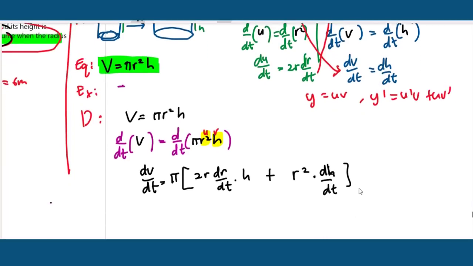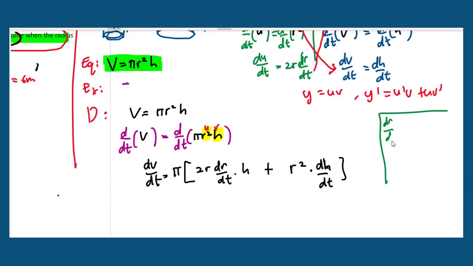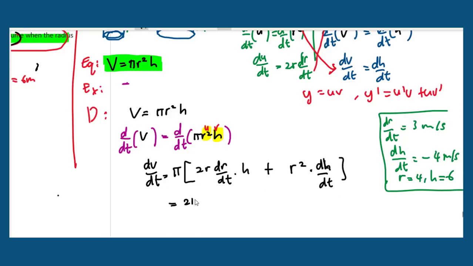Now substitute the values given: dr/dt is equal to 3 meters per second, dh/dt is equal to negative 4 meters per second, r is equal to 4, h is equal to 6. Then find dV/dt. Simplify 2 pi r plus r squared, and substitute r.